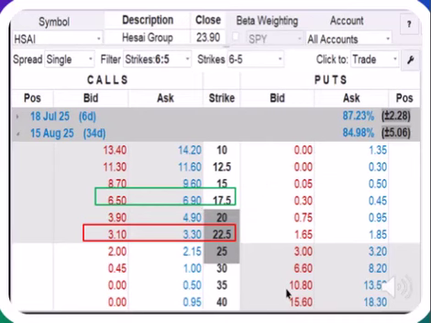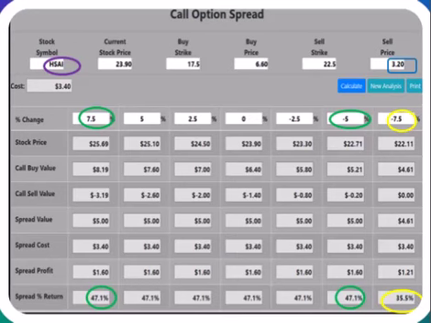Now we want to review a call option debit spread, aka a vertical call spread. For this spread, we want to buy to open the HSAI August 15 17.5 strike call and sell to open the August 15 22.5 strike call. We're going to base our entry prices on the midpoint between the bid and ask prices. That means we'll buy the 17.5 call for 660 and sell the 22.5 call for 320. 660 minus 320 equals 340. So the entry price, or debit cost, for the spread is $340.